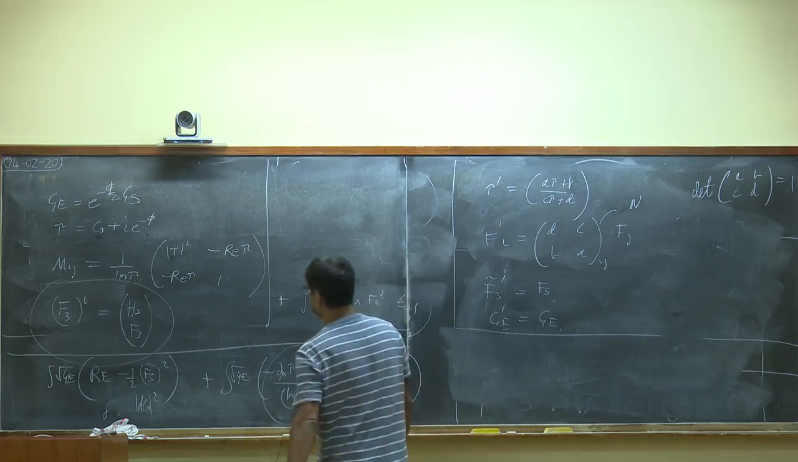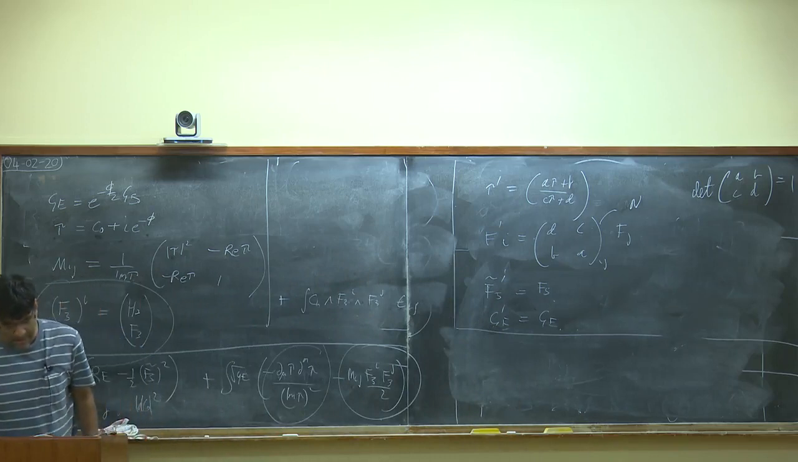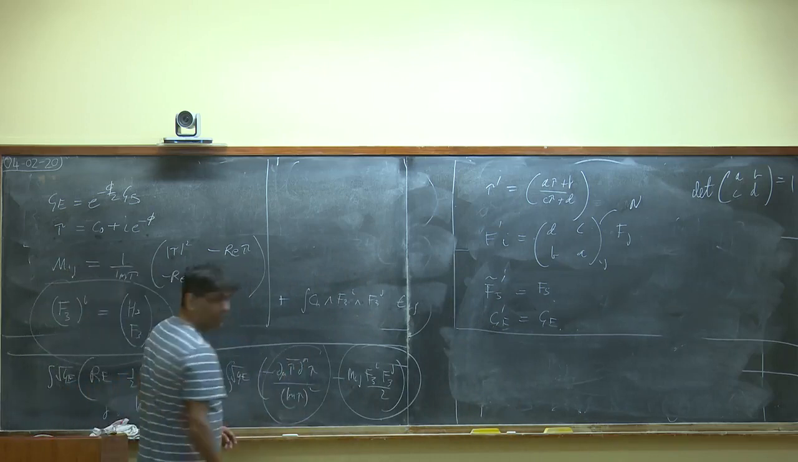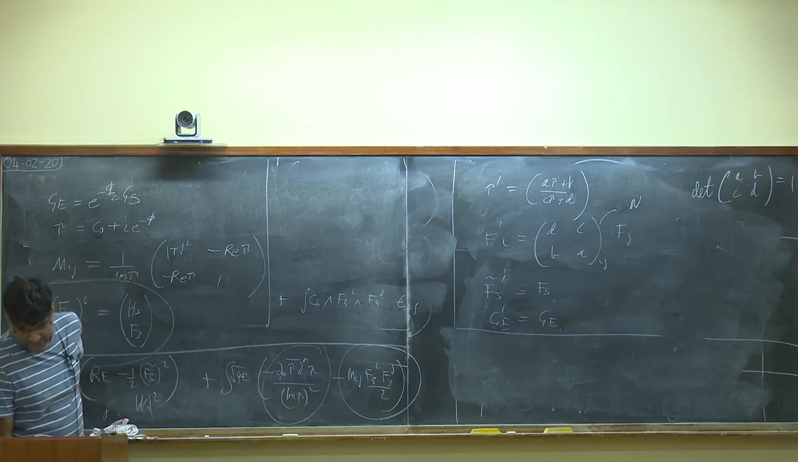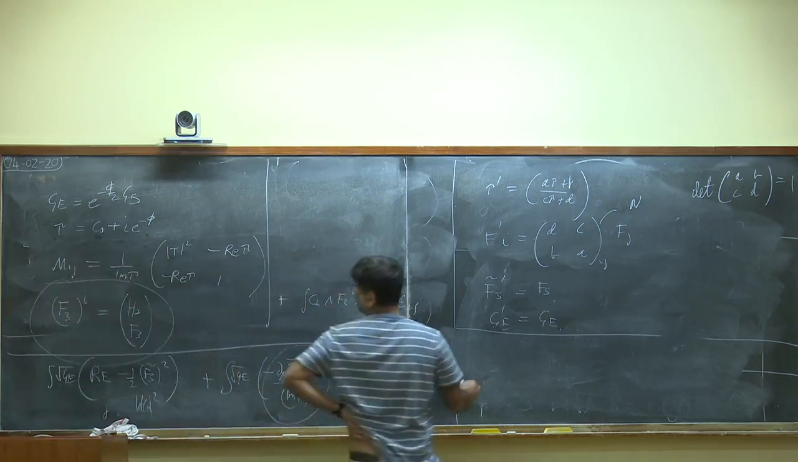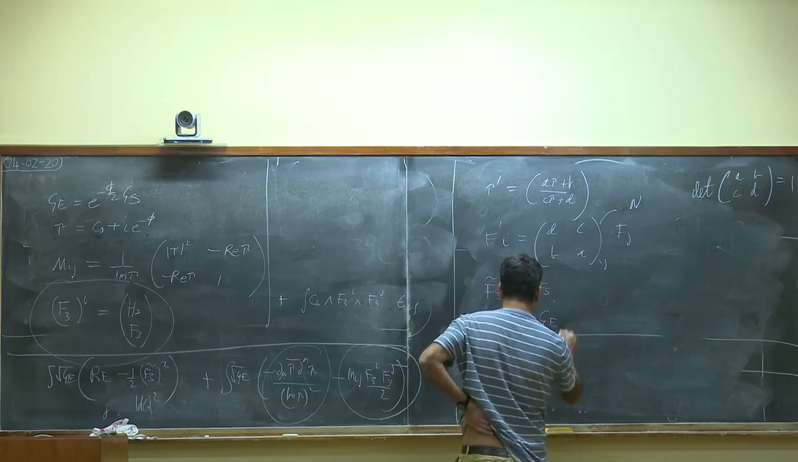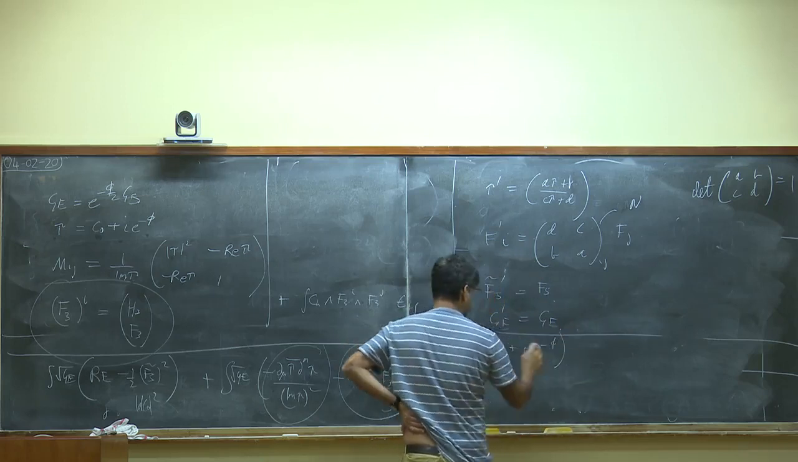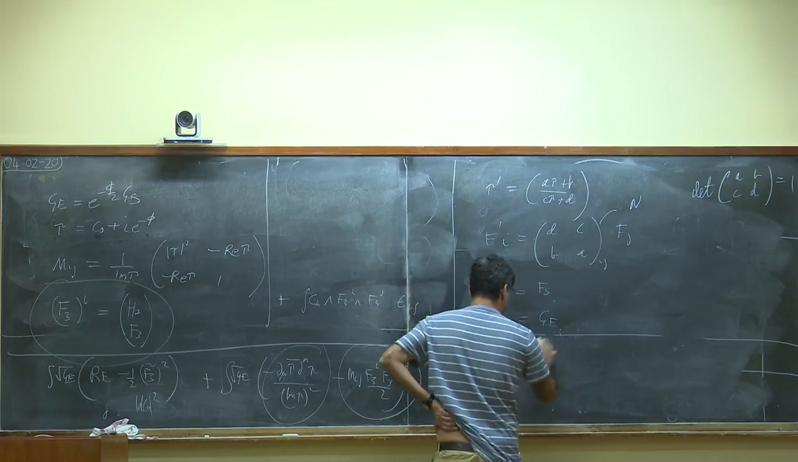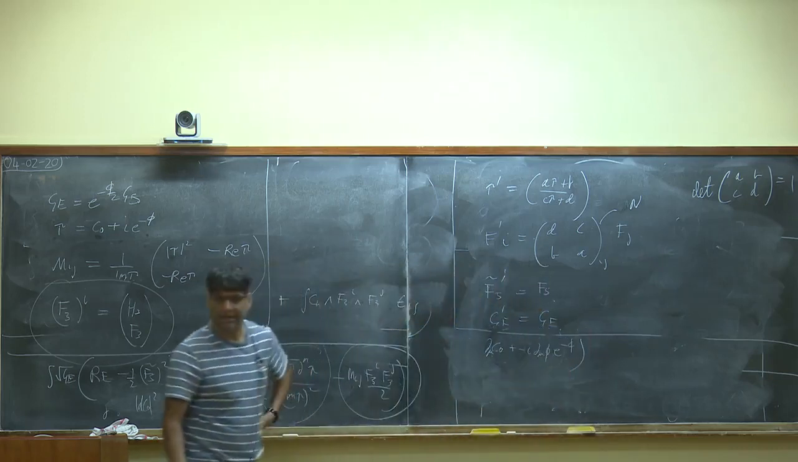So tau was what? And I'm sorry, one of these is tau bar. Del mu tau bar. This is a real action. Tau was C0 plus i e to the power minus phi. So we take del mu of this and del mu of this. Del mu of this is minus i del mu phi e to the power minus phi. That's del mu tau.